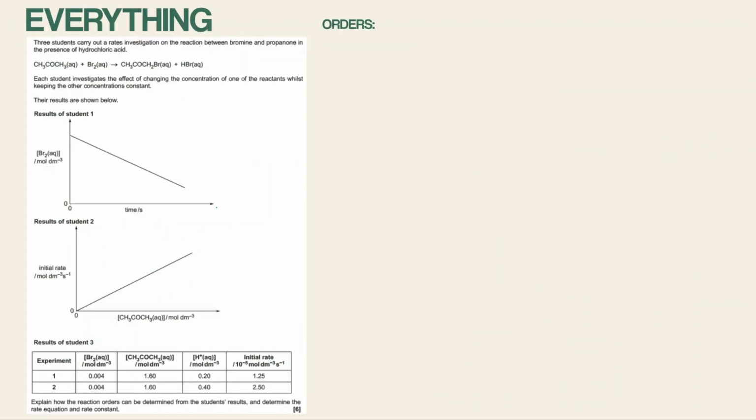Okay, so now I've got my everything kind of question. And you already know the first thing we're working out are orders. So let's do this in order. Let's do this one first. So we've got concentration on the Y, time on the X. That's the concentration time graph. It's just a straight line. It's not getting any steeper. That's zero order. So zero order with respect to bromine.